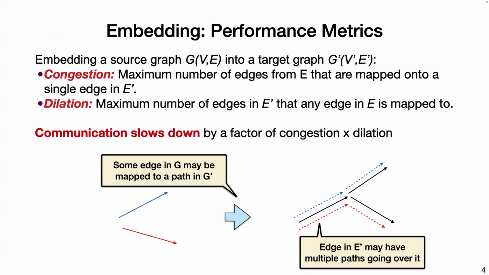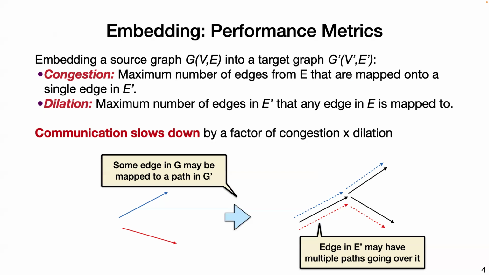The first one is congestion, which is the maximum number of edges from E that are mapped onto a single edge in E prime. That just tells us that if two distinct edges from E are mapped into the same edge from E prime, then when you simulate the algorithm on the source topology and actually run it on the target topology, which is what you actually have, you would get congestion on that link because two processors are trying to send along it.